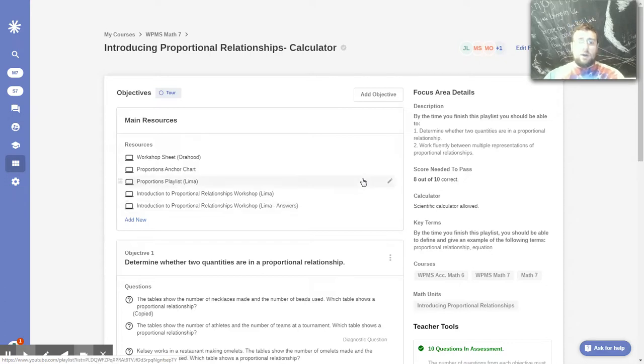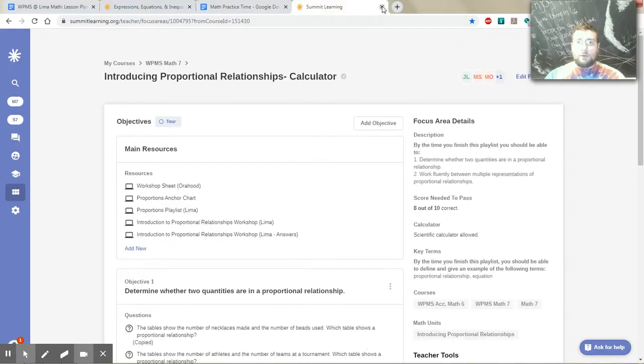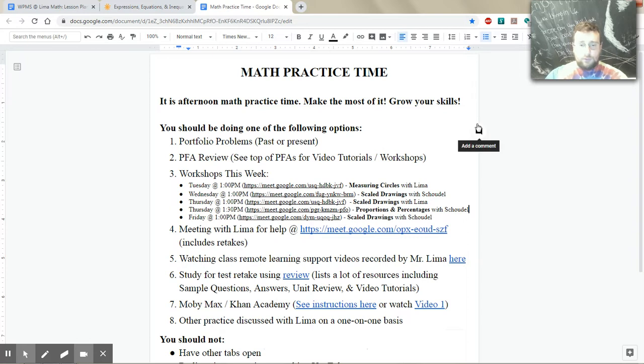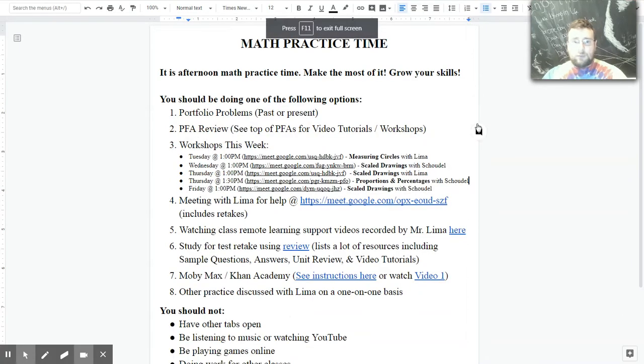But we are also doing the workshops in person ourselves. This week, for example, we are doing Tuesday at 1 p.m. I am doing measuring circles. The link is accessible from the lesson plan of this week. And I'm going to post it in the classroom as well.